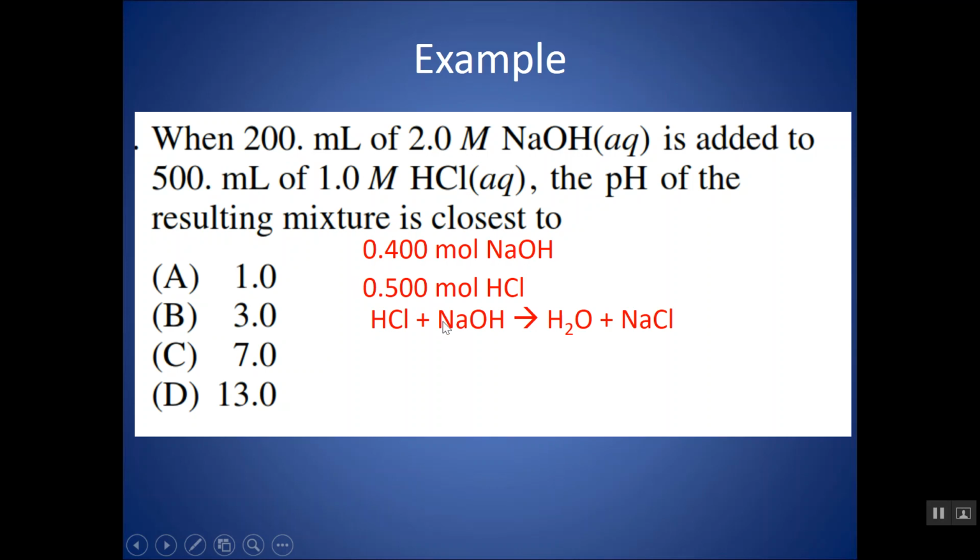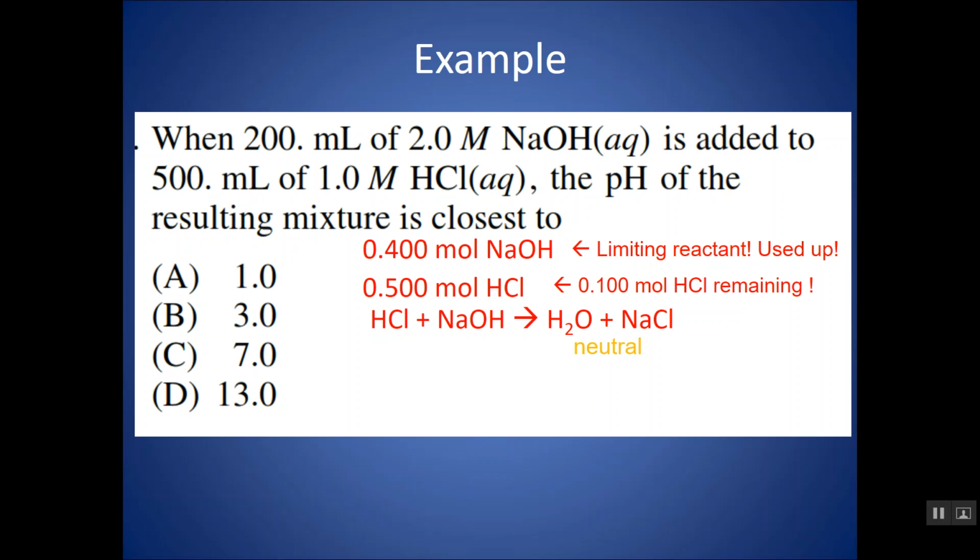So what is it that they're reacting in? They're reacting in a 1-to-1 ratio in this neutralization. The acid plus the base gives me water plus the salt. So which one is limiting my reaction? Am I going to have one of them in excess? Yeah, my NaOH would be limiting the reaction. That's going to be completely used up, and I'm going to have some HCl left over. How much HCl am I going to have left over? Well, 0.4 of it would react with the NaOH, so I'm going to have 0.1 of it remaining.